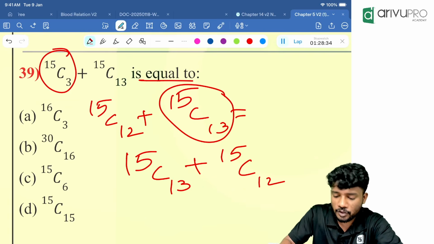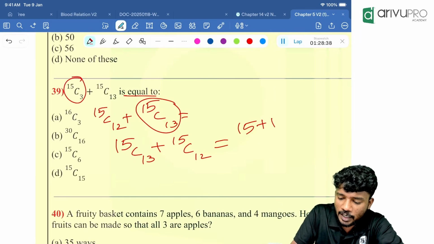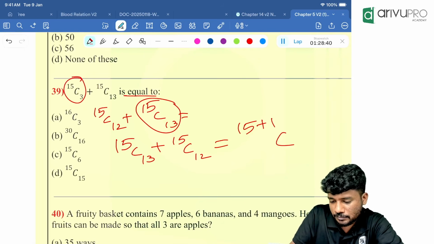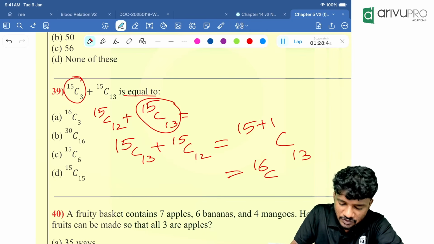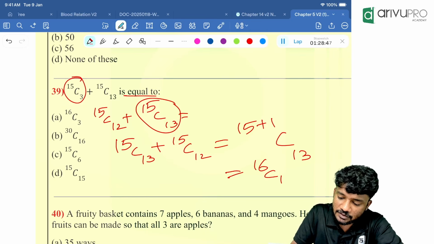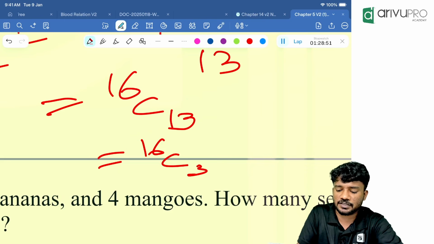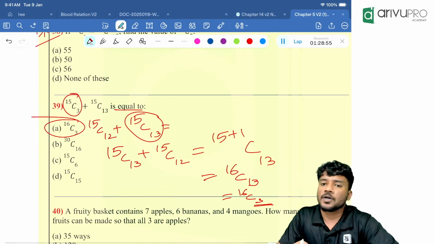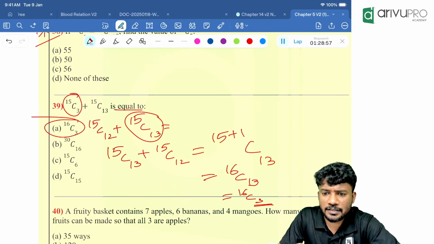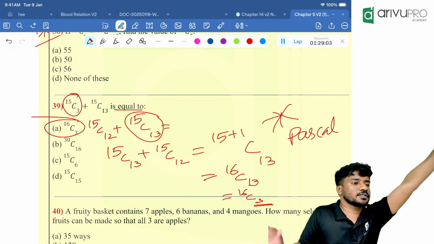That is how much? 12. That can be written as 15 plus 1, C how much? C13, which is equal to 16C13. 16C13 can be written as 16C3. Which option is the right answer? Option A is the right answer. Understood the method? So that is an application of which identity? Pascal's identity.